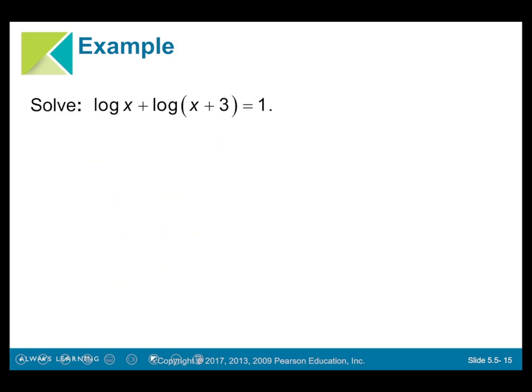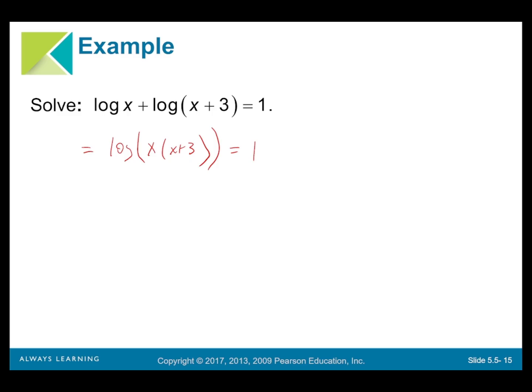So we have another one. Now we have multiple logs going on, so we actually want to combine these logs first. That would tell us, using our product rule, that this is equal to log of x times x plus 3. And this equals 1. So I haven't taken any logs here. I just used our log property. Log of x plus 3.